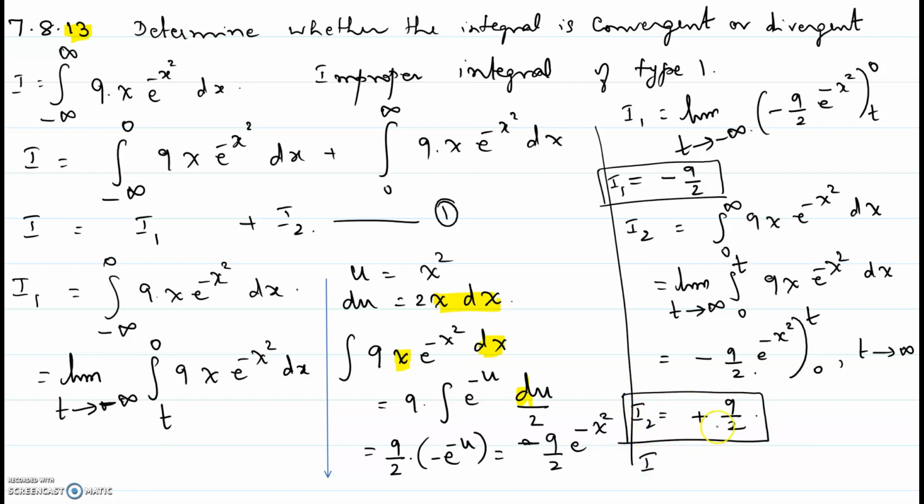So I in step 1 is I1 plus I2. I1 is negative 9 halves. I2 is positive 9 halves. So the value of the integral is 0. But the question is whether the integral is convergent or divergent. If the value of the integral is a finite value, then integral I is said to be convergent. I is convergent. Hope this video helps.